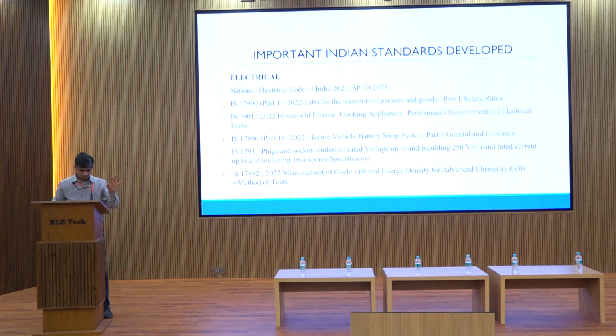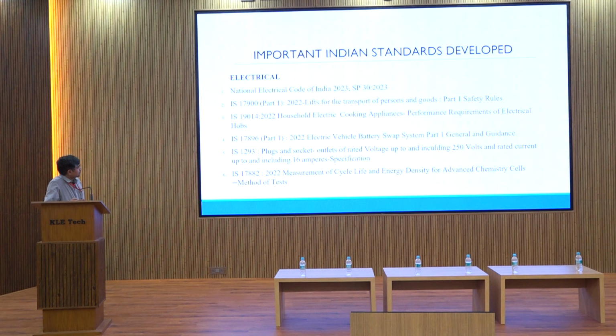One thing which I forgot to mention: the documents which we are publishing are standards, but we give two kinds of nomenclature. One is IS and another one is SP. IS is Indian Standards, and there are some documents to which we give the special publication, SP, title. For example, this National Electrical Code is a special publication. This is SP 30 2023, recently revised. Similarly, the civil people and architects would be aware of the NBC, National Building Code, that is also a special publication. There are some specific special publications.